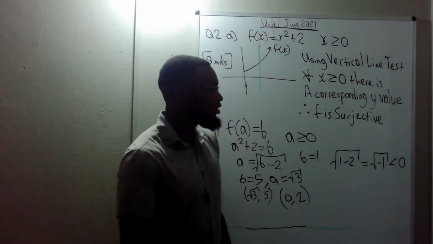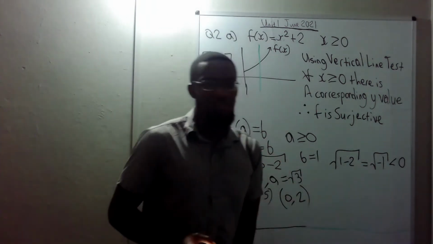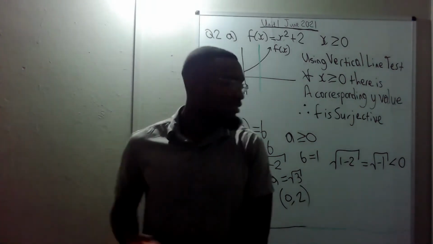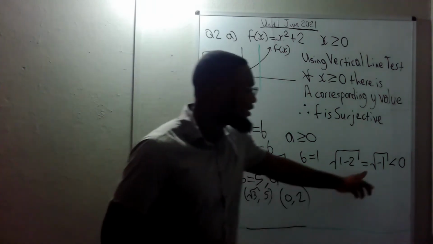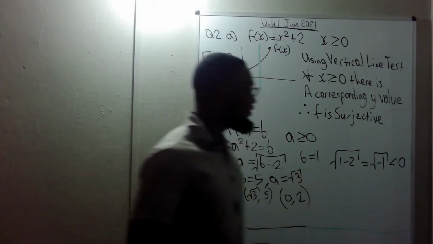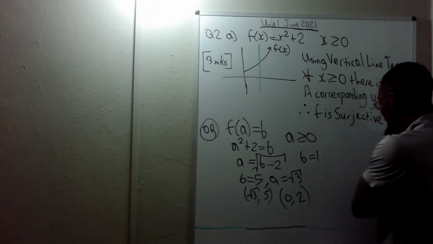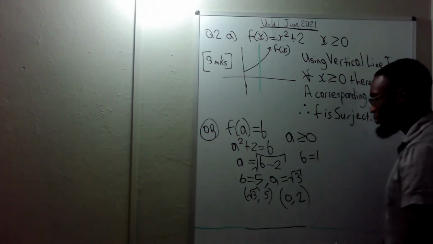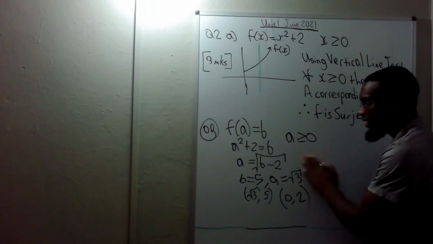Think about it. Negative 1 is less than 0, so if you square root this, it must be less than 0 too. So this is still less than 0. It's not defined. So we actually cannot try the case where b is equal to 1. That case is not valid.